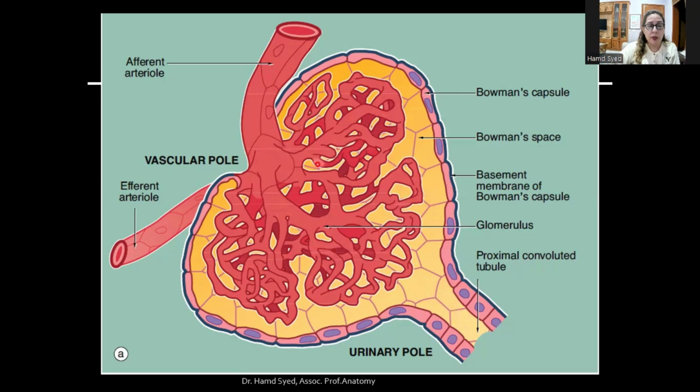And the tuft of capillaries is surrounded by the Bowman's capsule. Bowman's capsule has an external layer, which is the parietal epithelial layer, and an inner layer, which is the visceral layer. It is in close apposition, lying closely attached to the glomerular tuft of capillaries. And between these two layers, this here is the Bowman's space, which contains the filtrate.